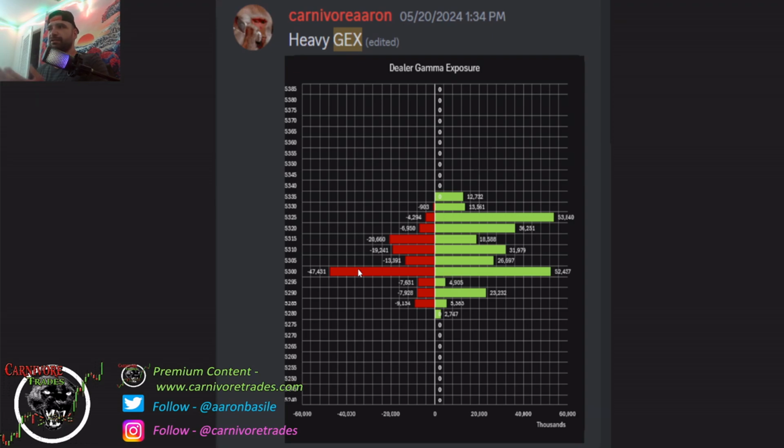But either way, in this instance, it's very clear, this is an important strike, right? So here, the red is representative of put gamma exposure, and the green is the call. So this is giving you the amount on either side.